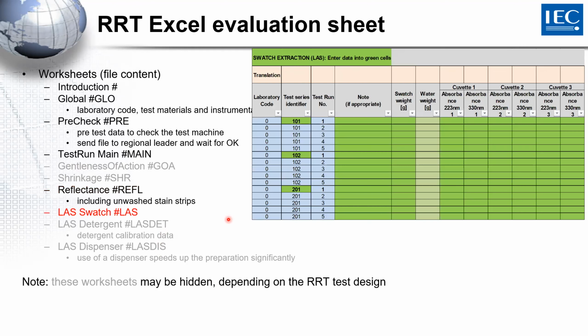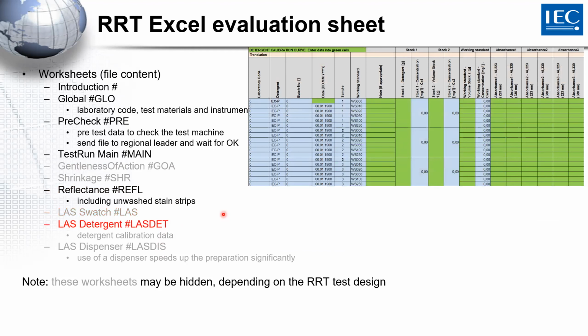Next one is always the LRS measurement. This means here you have to put in the measurement for the swatch data and the water weights and so on. And for the calculation of the LRS data, we need the LRS calibration curve, the detergent calibration curve. And for every detergent we are using, we have here a table which you have to fill for those detergents you are using.